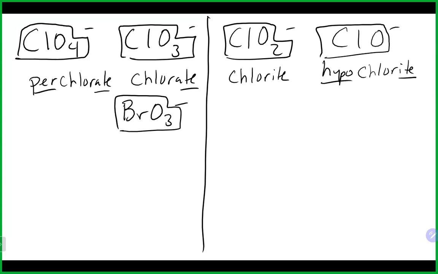Yeah, instead of chlorate, it would be bromate. By the way, if you swap it out for an I, it becomes iodate. So you could actually swap it out for any of those in the halogens. They're all named kind of the same way.